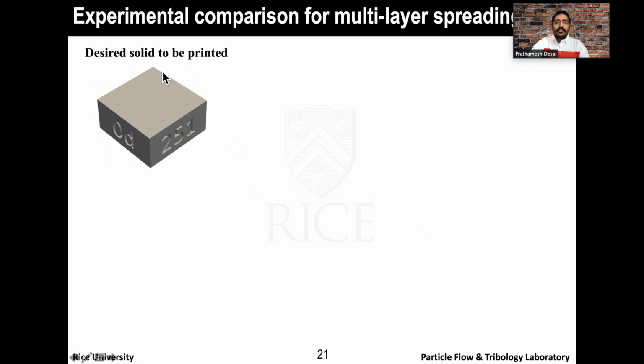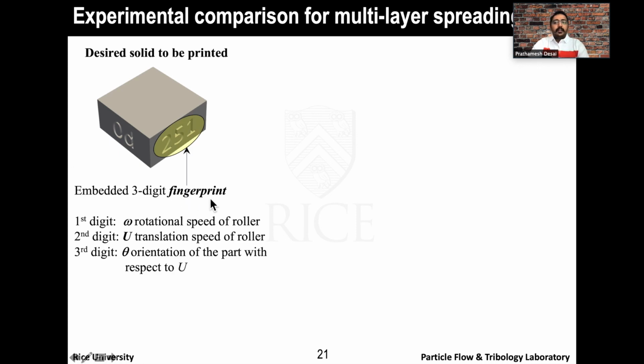Then we thought, if we are going to change process parameters, how can we distinguish between different cuboids? That's when I thought, let's come up with a digital fingerprint of this part where you will embed the process parameters within the part. In this particular case, it's a 3-digit fingerprint, but depending on what all process parameters you are keeping track of, this can be a very large string of numbers. It can be a barcode, or it can even be a QR code. So the first digit here is the rotational speed of the roller, the second digit is the translational speed of the roller, and the final third digit is the orientation of the part with respect to the translational speed.